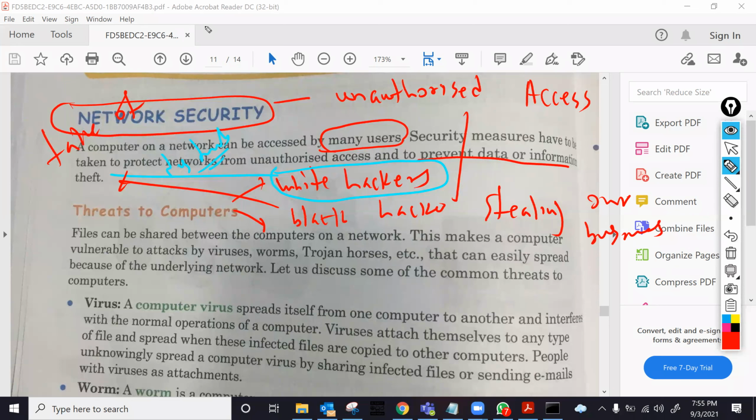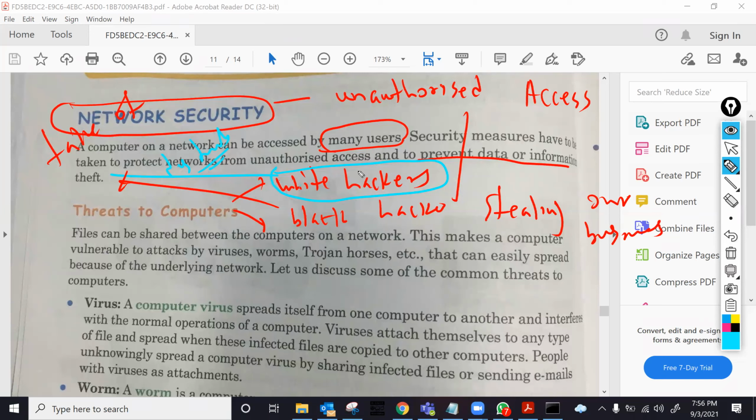They are very dangerous. They are not hacking for fun. They deliberately want to take advantage for financial gain. I mean, they want money. They are hacking in order to get money.